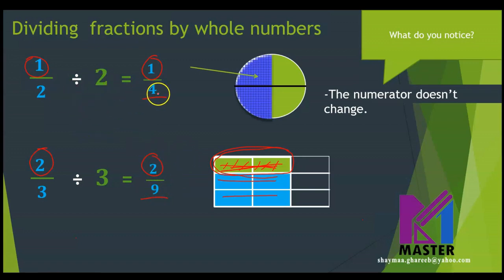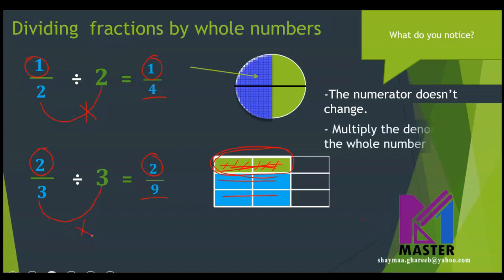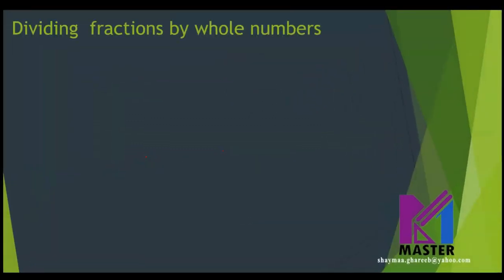We can do it to give me this 4. Yes, if I multiplied the denominator by the whole number, 2 times 2 equals 4. What about the second example? If I multiplied the denominator by the whole number, 3 times 3 equals 9. So we can multiply the denominator by the whole number. So now let's see more examples. 1/3 divided by 2. Do you remember the rule we said?